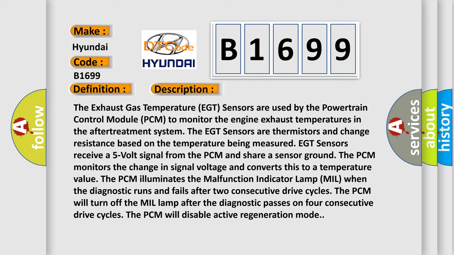The PCM illuminates the malfunction indicator lamp when the diagnostic runs and fails after 2 consecutive drive cycles. The PCM will turn off the MIL lamp after the diagnostic passes on 4 consecutive drive cycles. The PCM will disable active regeneration mode.